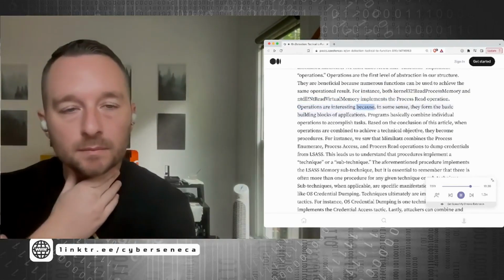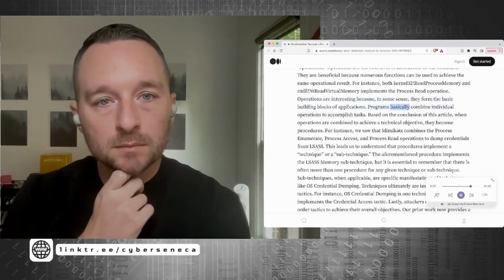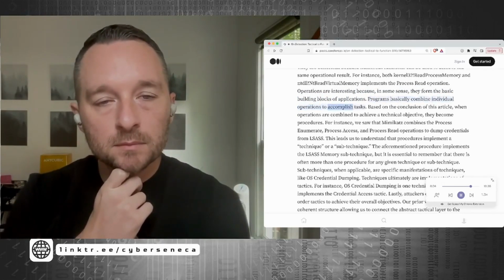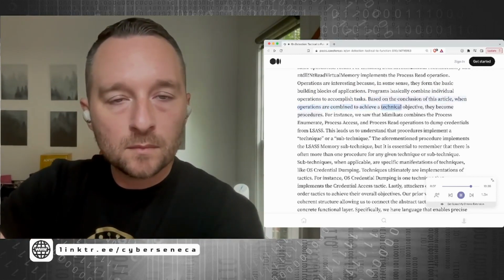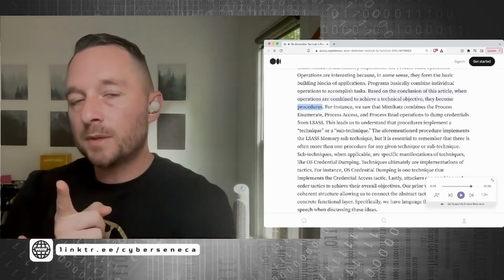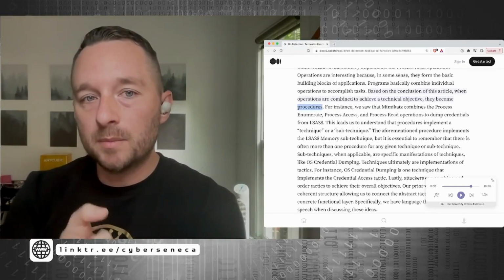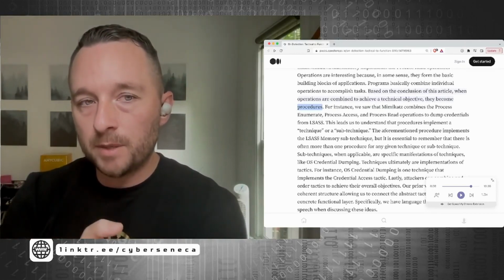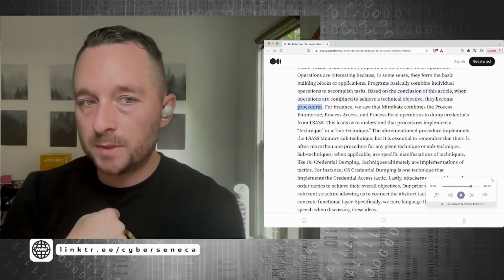Operations are interesting because, in some sense, they form the basic building blocks of applications. Programs basically combine individual operations to accomplish tasks. Based on the conclusion of this article, when operations are combined to achieve a technical objective, they become procedures. Now we're starting to hit on the why. When operations are combined to achieve a technical objective, they become procedures. Well, I guess that's more the what. For me personally, I'm still missing the why.